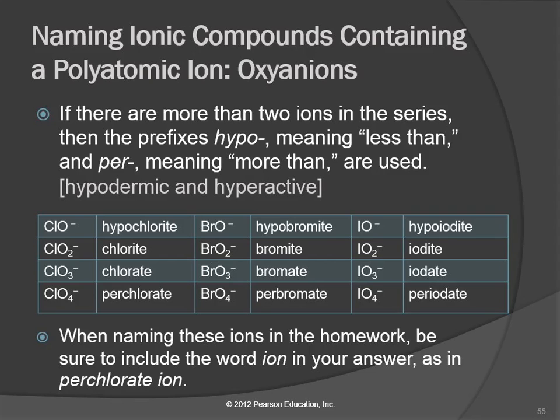So a lot of them, sulfate, phosphate, nitrate, there's only 2 in the series. But the halogens actually have 4 ions in their series. So here's chlorine. Here's chlorate. This is the one you would memorize, ClO3 minus. Chlorite is the light version, one less oxygen. ClO minus is one less oxygen than the light version.